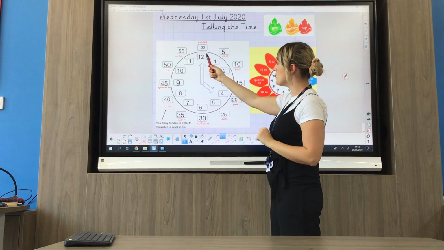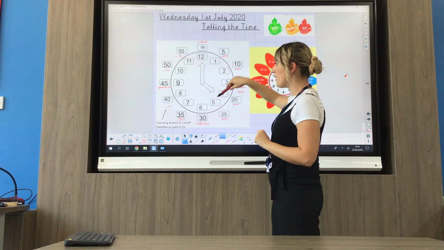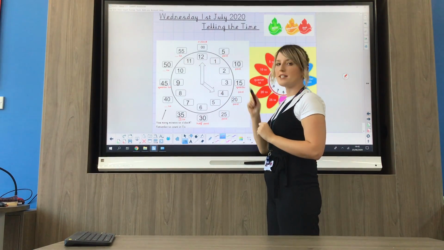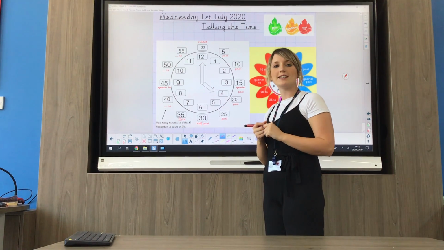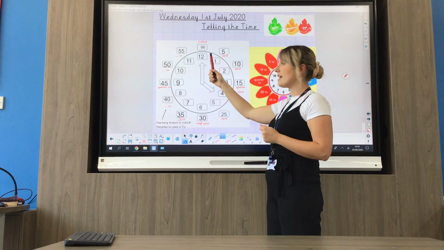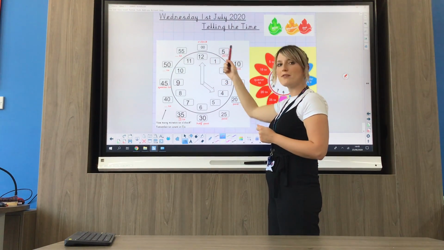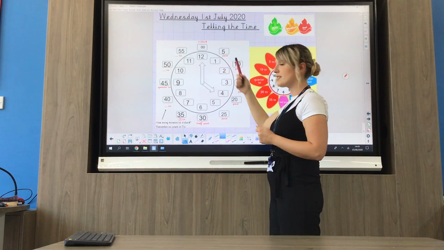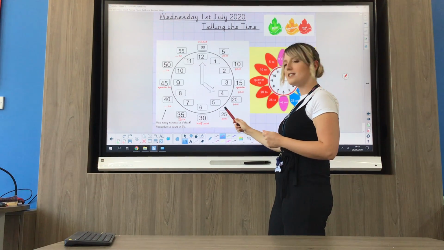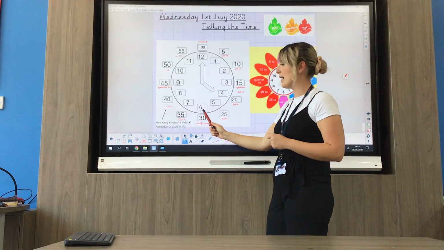So we've got the numbers, we go from 12 all the way round, and we know that each number represents 5 minutes because there are 60 minutes in 1 hour. We labelled the clock yesterday, and we know that 1 was 5 past, 2 was 10 past, and then we went to quarter past, 20 past, 25 past, and half past.